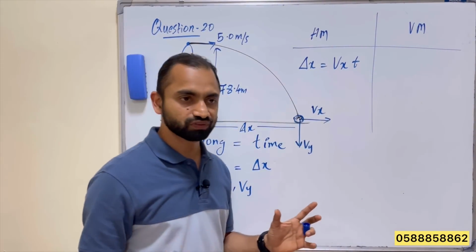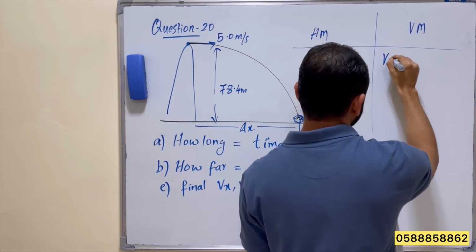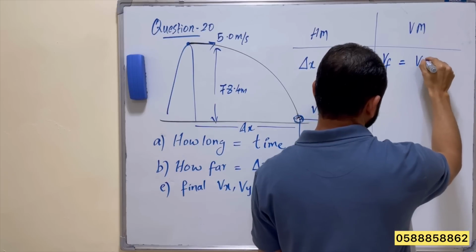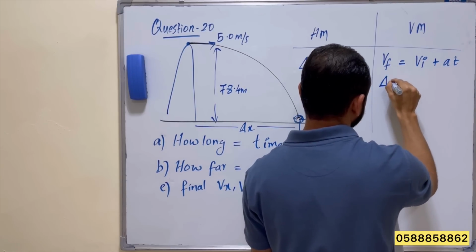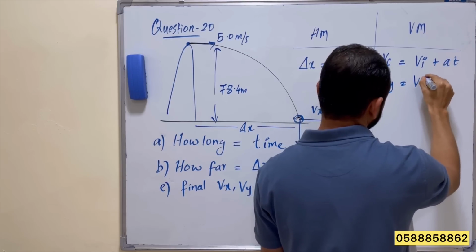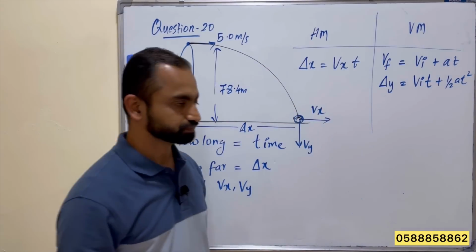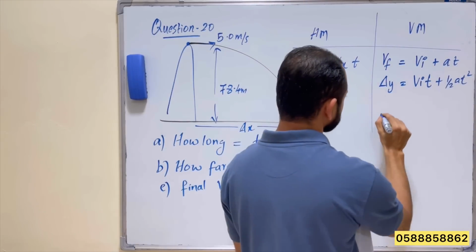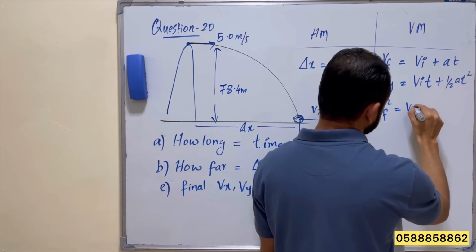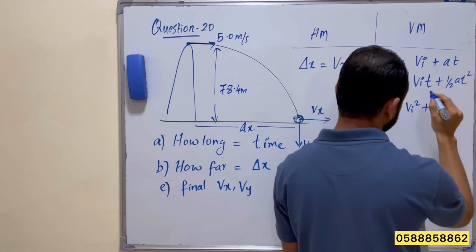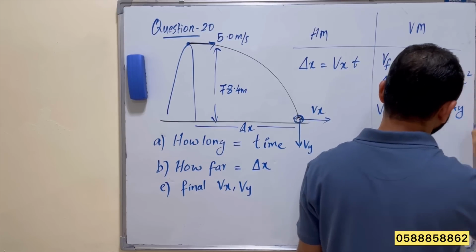And in vertical motion we have three equations. First one: final vertical velocity is equal to initial vertical velocity plus acceleration into time. The next: delta y is equal to initial vertical velocity into time plus half multiplied by acceleration multiplied by time squared. And the third equation: final velocity squared is equal to initial velocity squared, in vertical motion all vertical components, plus 2 multiplied by acceleration multiplied by delta y.